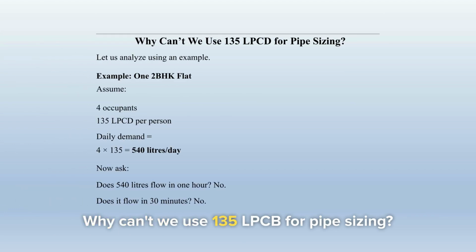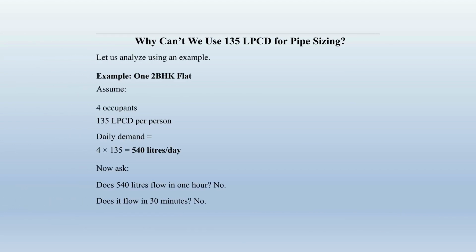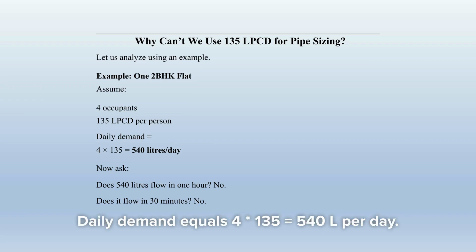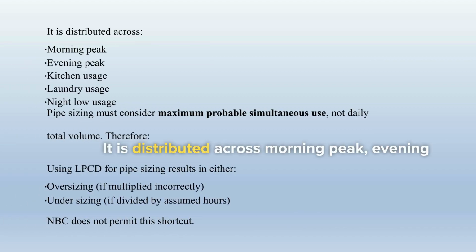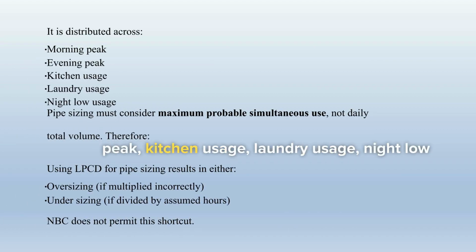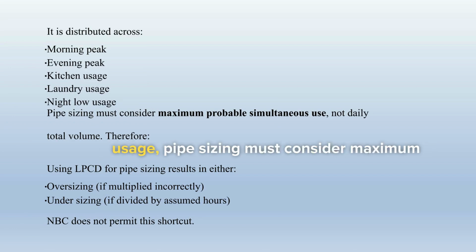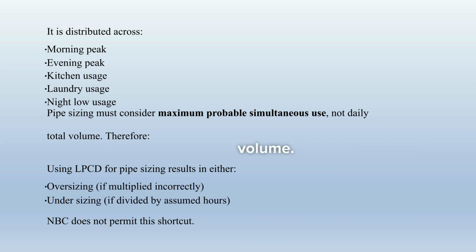Why can't we use 135 LPCD for pipe sizing? Let us analyze using an example. Example: 1-2 BHK flat. Assume 4 occupants, 135 LPCD per person. Daily demand equals 4 times 135 equals 540 liters per day. Now ask, does 540 liters flow in 1 hour? No. Does it flow in 30 minutes? No. It is distributed across morning peak, evening peak, kitchen usage, laundry usage, night low usage. Pipe sizing must consider maximum probable simultaneous use, not daily total volume.